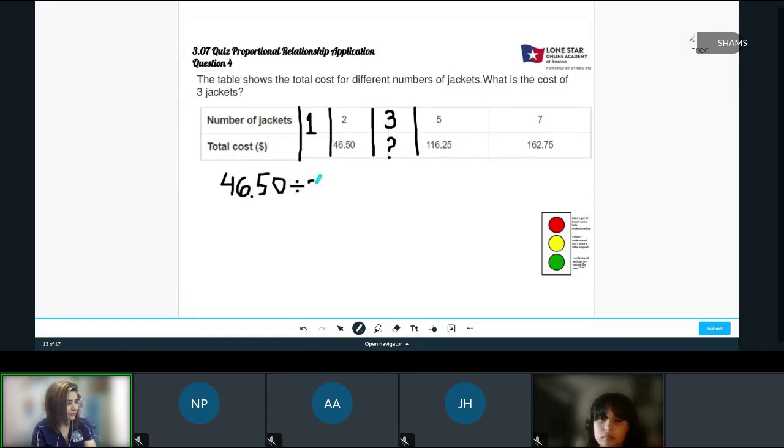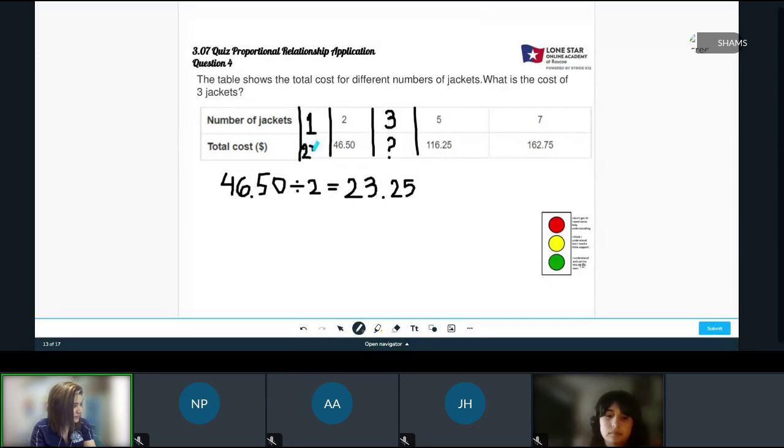Okay, half of 46 is simple. Half of 4 is 2. Half of 6 is 3. Put a decimal. And half of 50 cents is 25 cents. This is the cost of 1 jacket: $23.25. Now write down really small and fit that in.